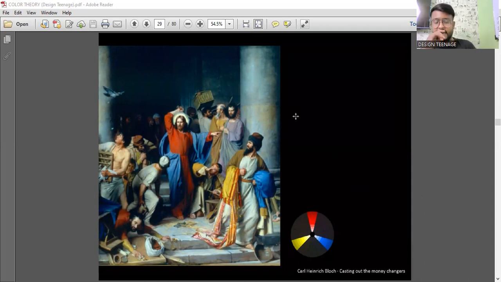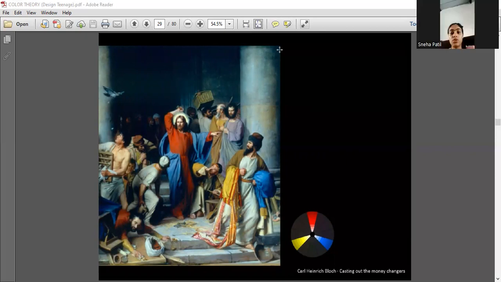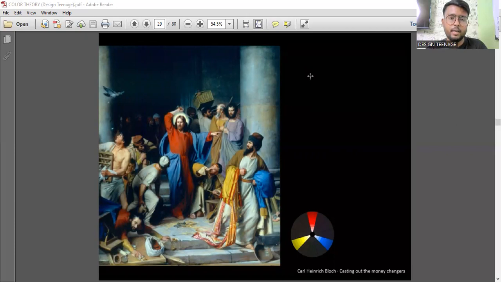So apart from the triadic color scheme, what else is over here? Quickly, we don't have much time. Apart from the triadic color scheme, what else is over here? Are you guys there? Yes. The saturation of these colors is used. At the very initial part of the class, I told you something. What are the colors used over here?